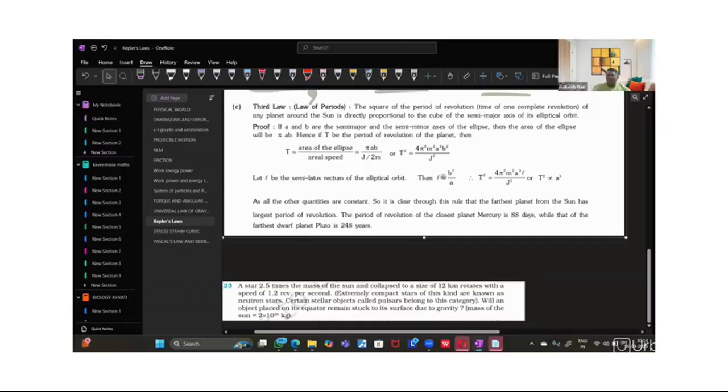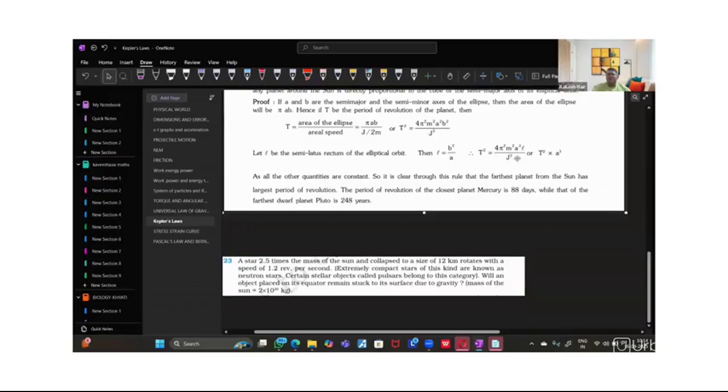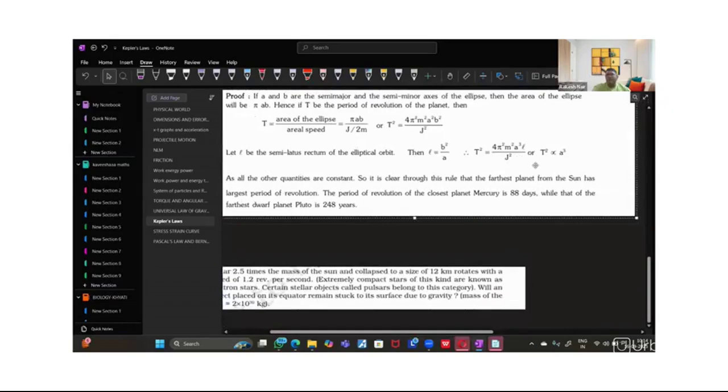This is not relevant actually for the CBSE boards. But yes, if L is equal to b squared by a, which is a specific relation we get in maths, then T squared equals 4 pi squared m squared a cubed L upon J cubed. We can also say that the square of the time period is directly proportional to the cube of the semi-major axis.